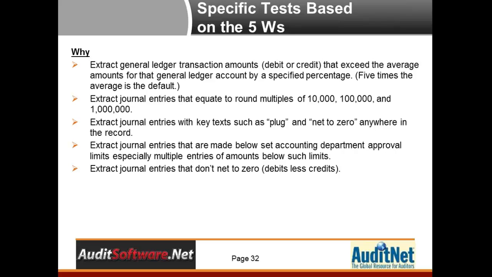And from a why point of view, I always like to ask, and I think as auditors we do this so naturally that we almost don't even have to write it down, but I do like to take a look at some of the strange occurrences. Why do we have round journal entries? Why did journal entries include the words plug or net to zero? And why do we have multiple journal entries right below an approval limit for an organization? So these are all kind of why tests.